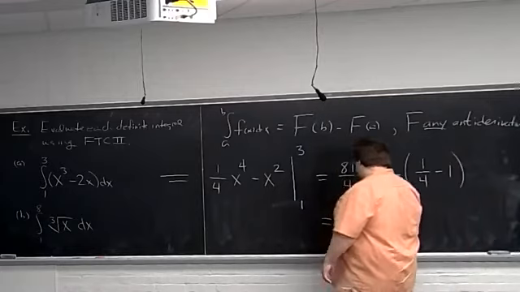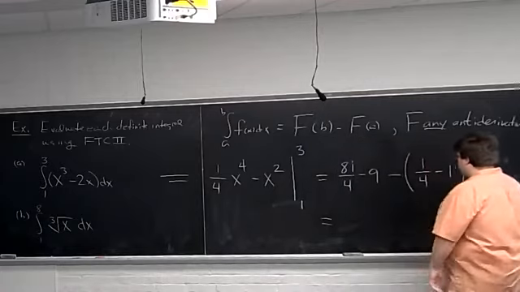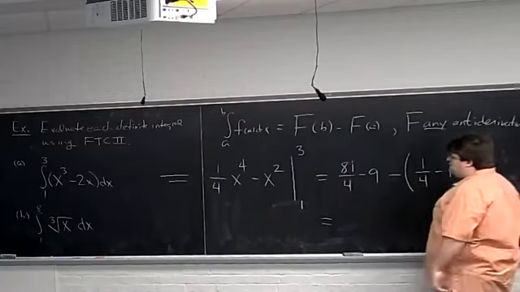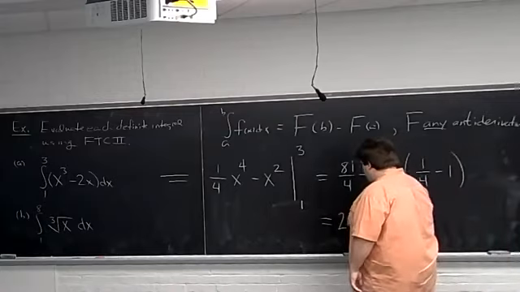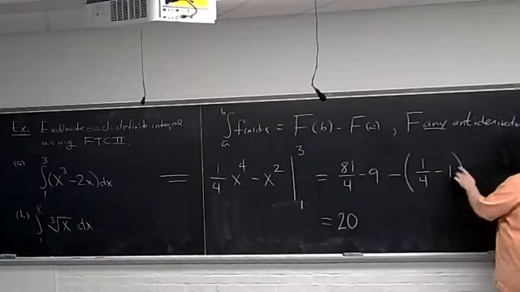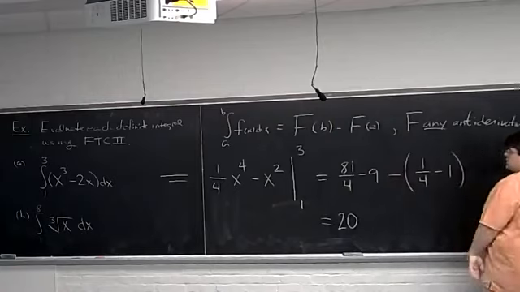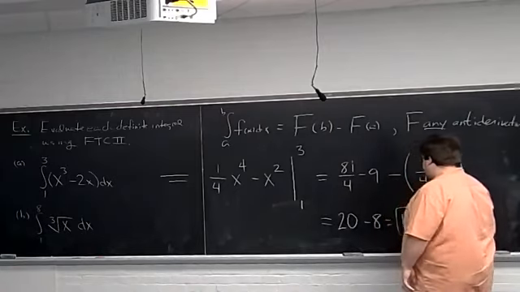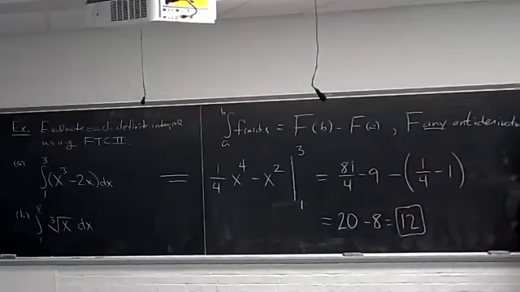With these, I usually like to combine the fourths and the whole number separately. 81/4 minus 1/4 gives 80 fourths, also known as 20. Minus 9 minus minus 1, minus 9 plus 1 gives you minus 8. 20 minus 8 is 12. So for part A, any questions about what we did for part A?